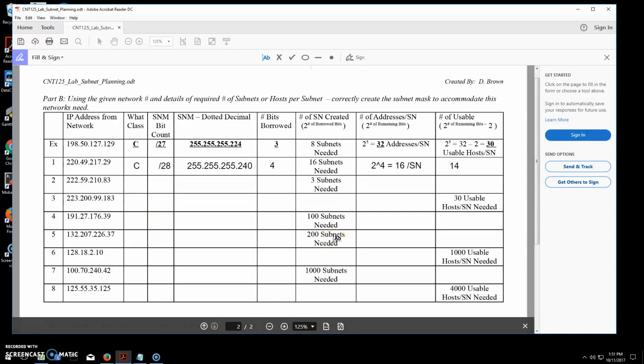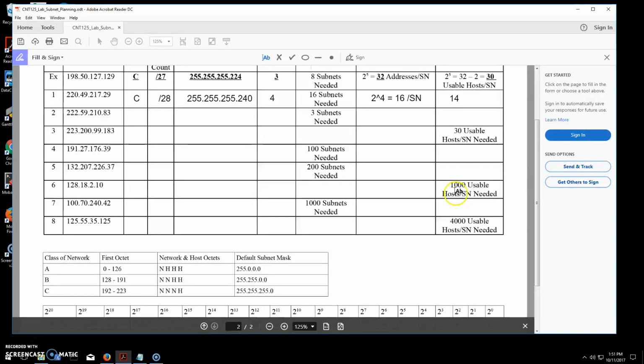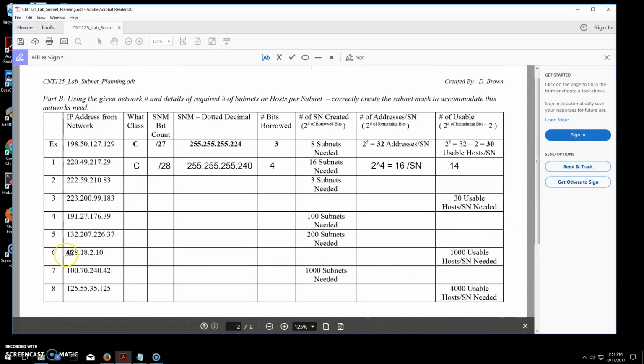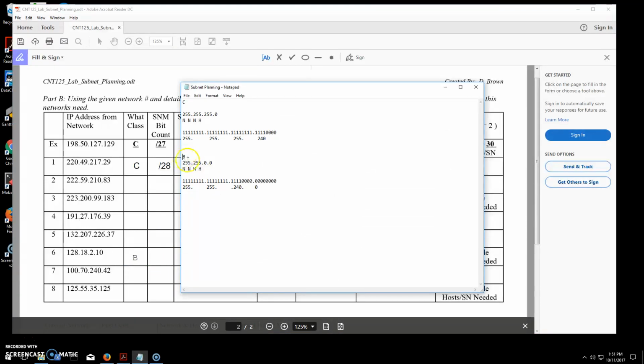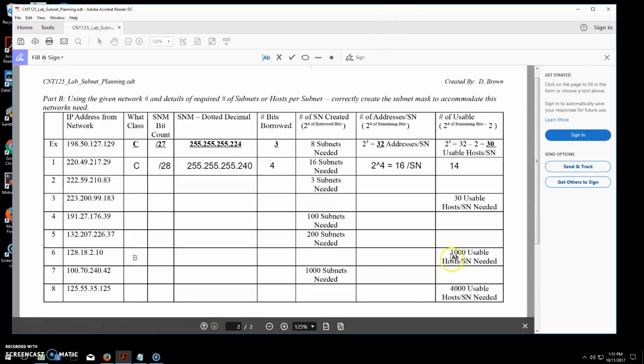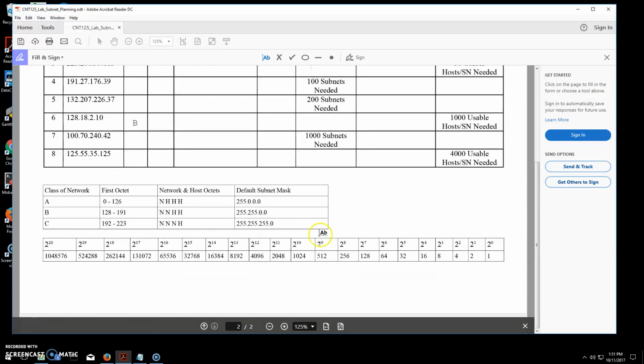If I come down here, let's do a bigger one with one of these. Okay. If I do this guy down here, 128, that should be a class. Pause for a second, let you think. That's our class B. Okay. So with a class B, we're now looking at this information. This is my norm, if you will. And we need 1,000 hosts per subnet. So in other words, we need to make sure after we borrow bits that we have at least 10 bits left. We have at least 10 bits left.